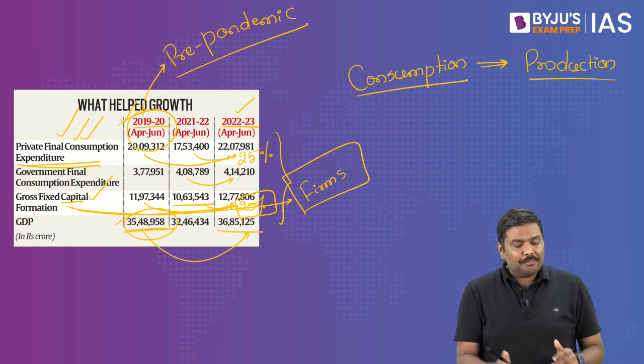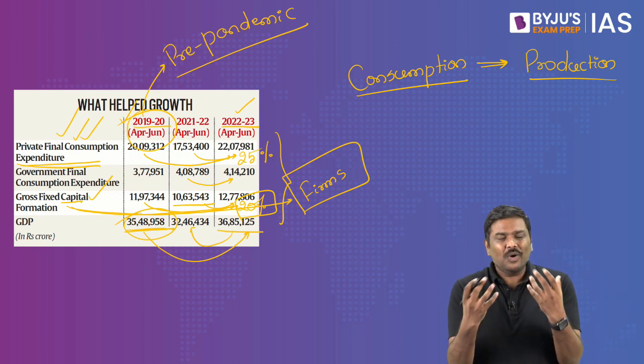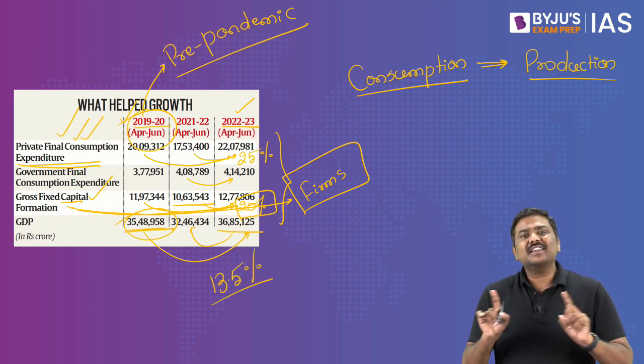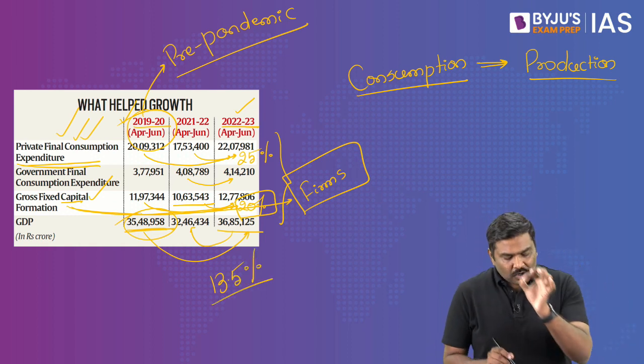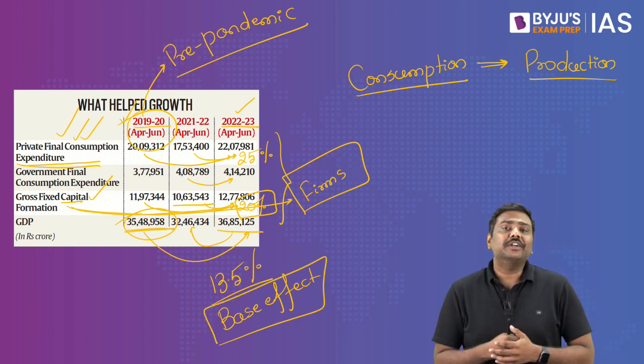Now when you compare that with the first quarter of the last financial year, that is what generally is done, you will get the data of 13.5%. So why are we discussing all of this? In economy, there is a term called base effect. Remember this.